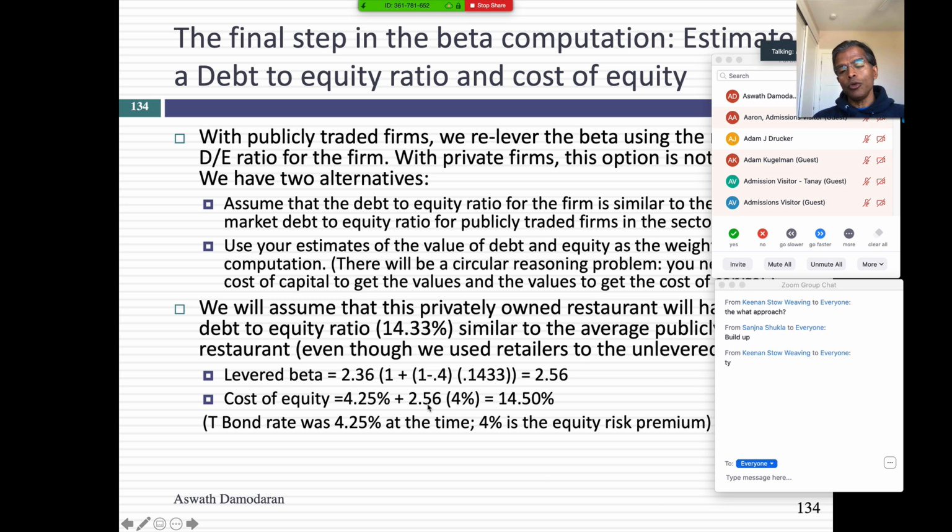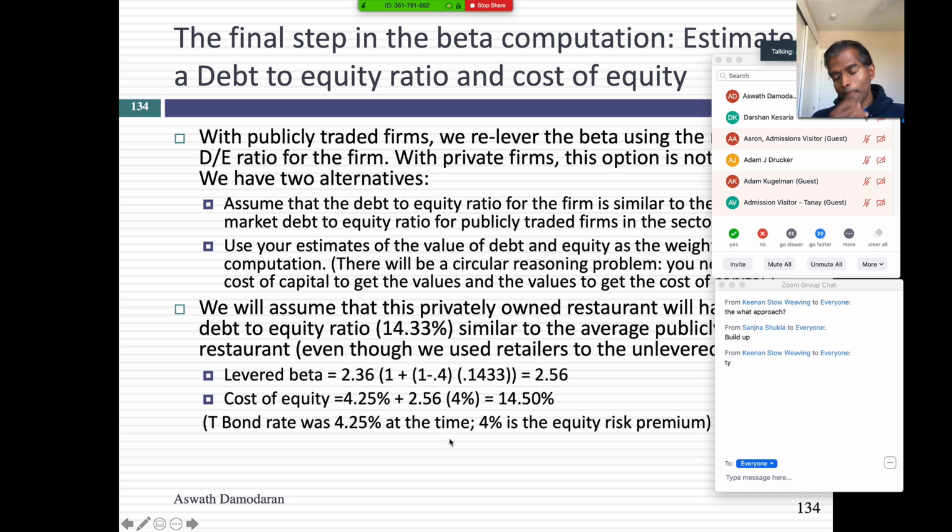There's my levered beta of 2.56, and my equity risk premium at the time that I did this, very different time, was 4%. Risk-free rate plus beta times risk premium gives me a cost of equity of 14.5%. That is going to become the cost of equity I use to value this private company.